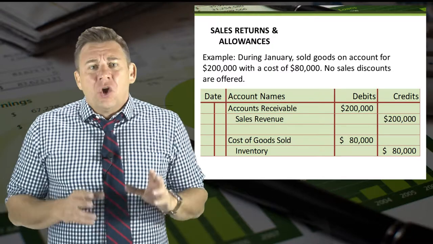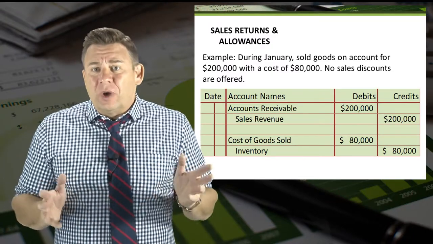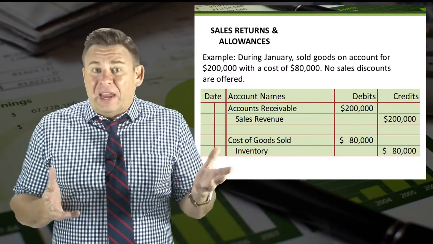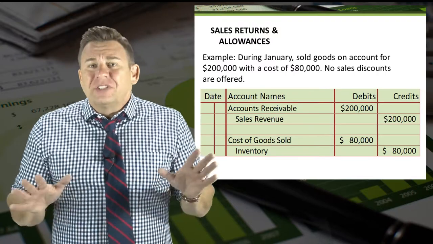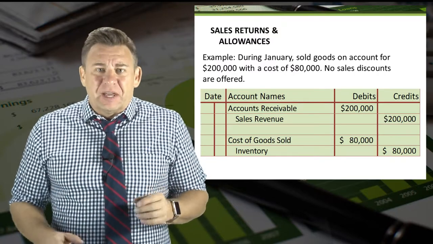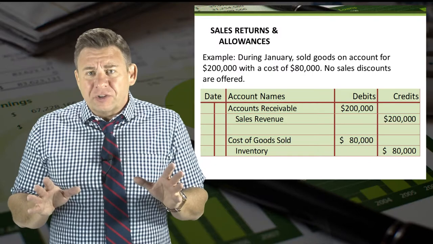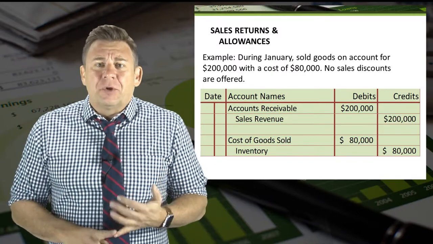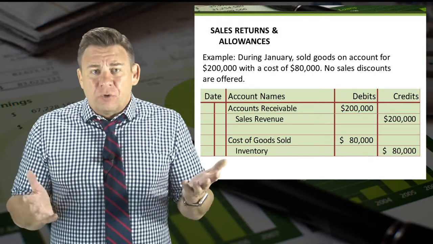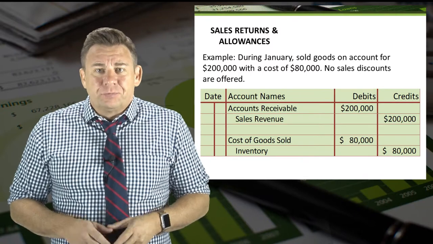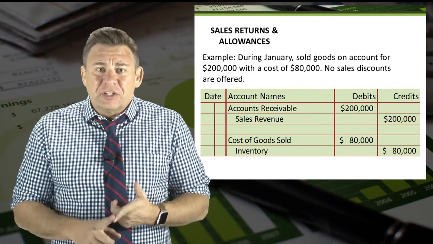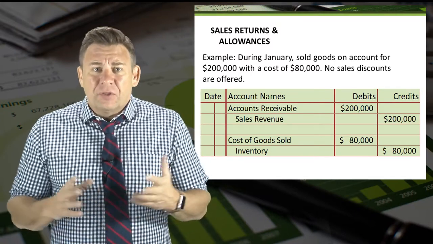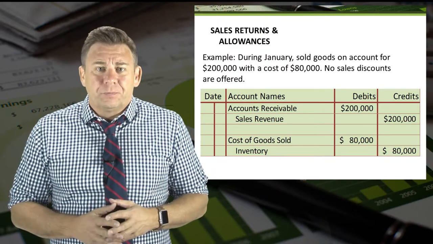During January, we sold goods on account for $200,000 with a cost of $80,000. No sales discounts were offered in this example. The journal entry is pretty straightforward. We debit accounts receivable and credit sales revenue for the amount of $200,000. We also debit cost of goods sold and credit inventory for the cost of $80,000.